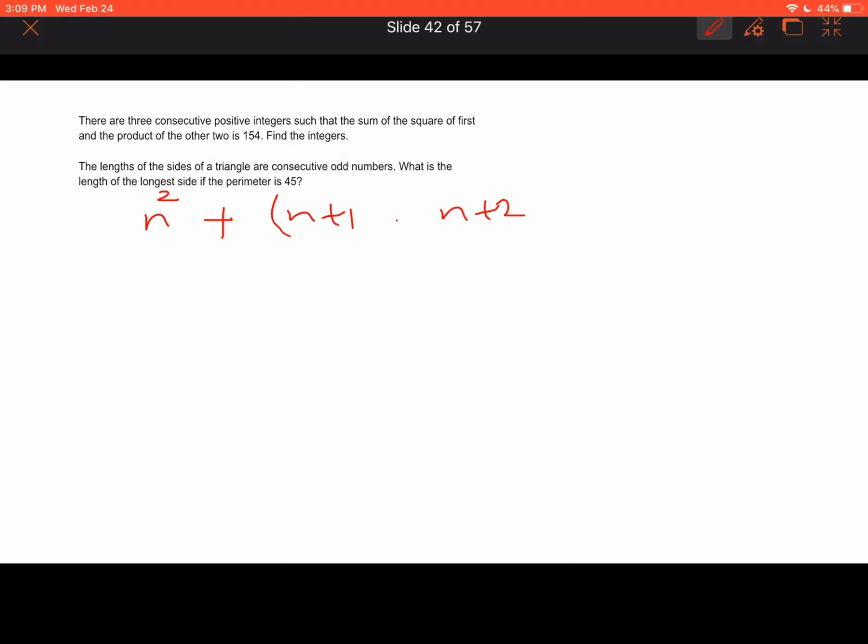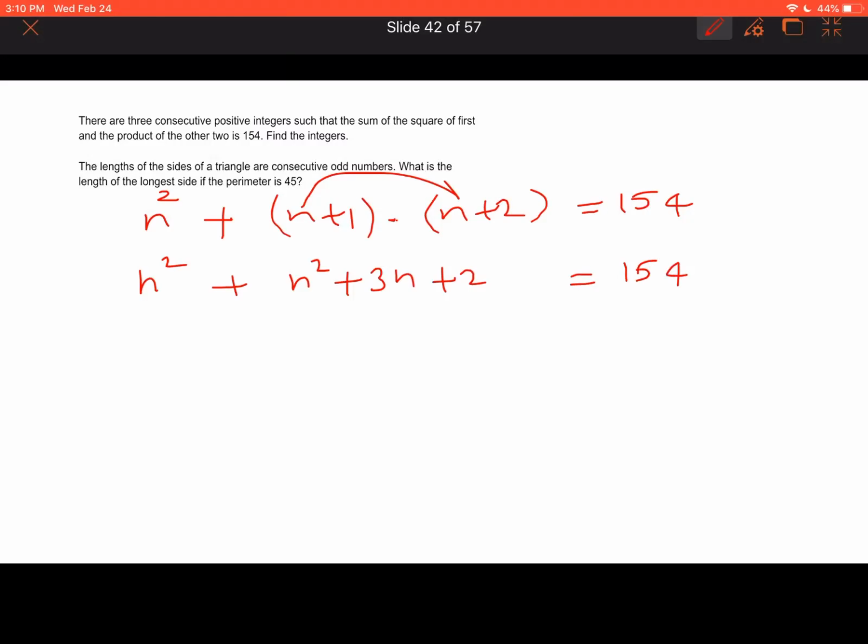So n plus 1 and n plus 2 are going to get multiplied, and then it is going to be added to the square of the n. And this value is going to be 154. So n square plus, now we will multiply n and n, we get n square. 1n and 2n will be added, we will be getting 3n, right? And 1 times 2 is 2, which is equal to 154.